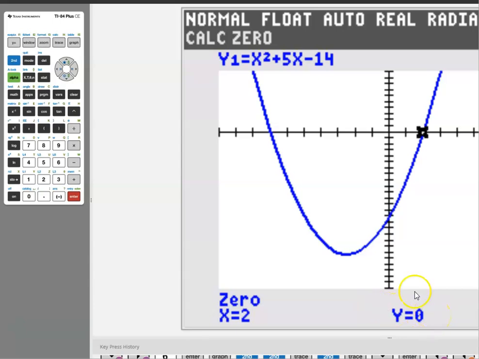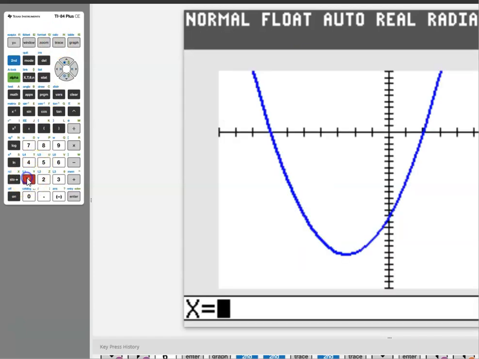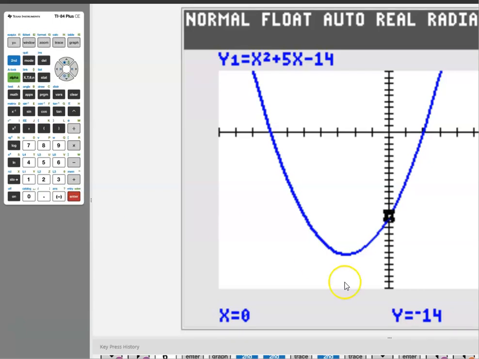Okay, the next thing I want is the y-intercept. It's right here. You're going to say second calc again. Now I want a value. Remember, at the y-intercept, x is 0. I just put in a 0. I hit enter, and bingo, there's my y-intercept at the coordinate pair 0, -14.